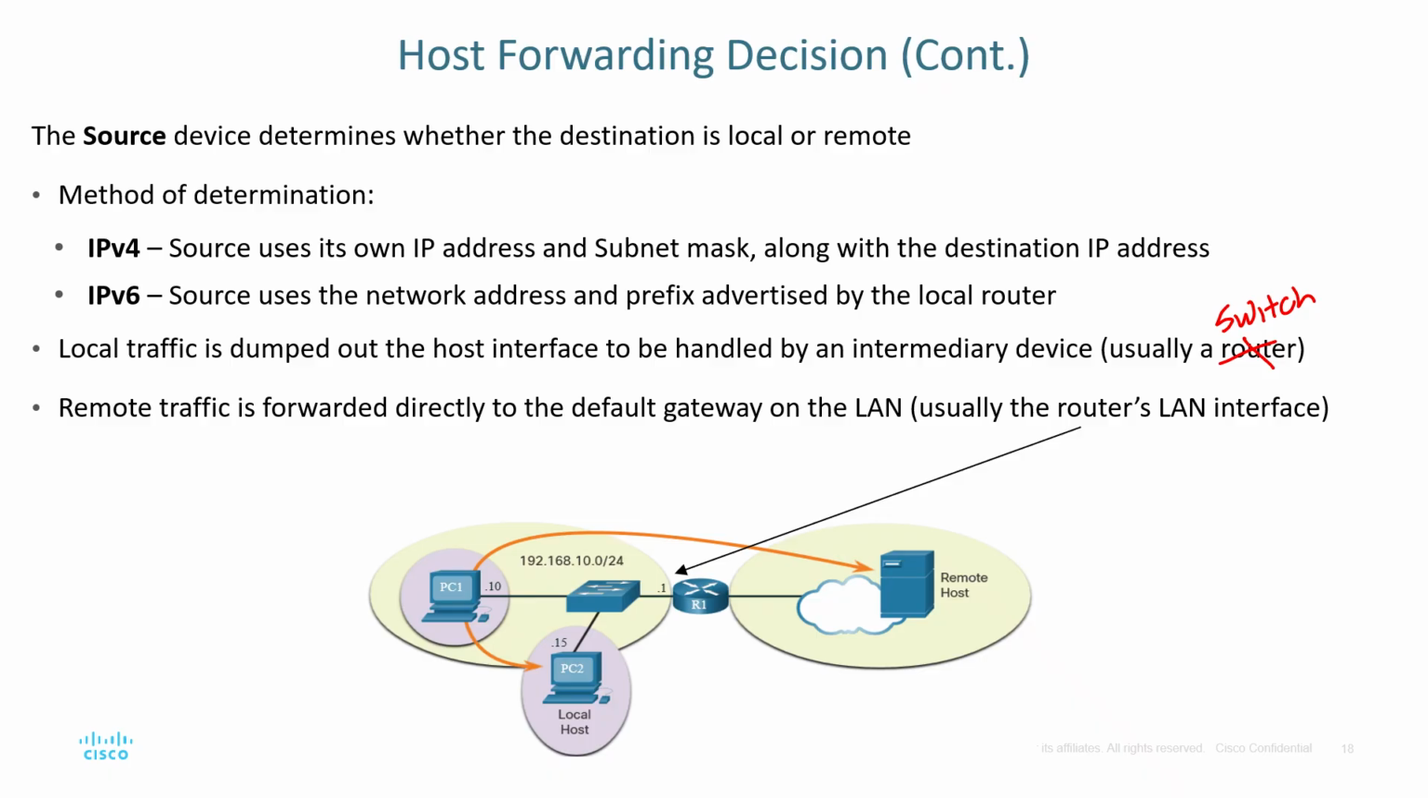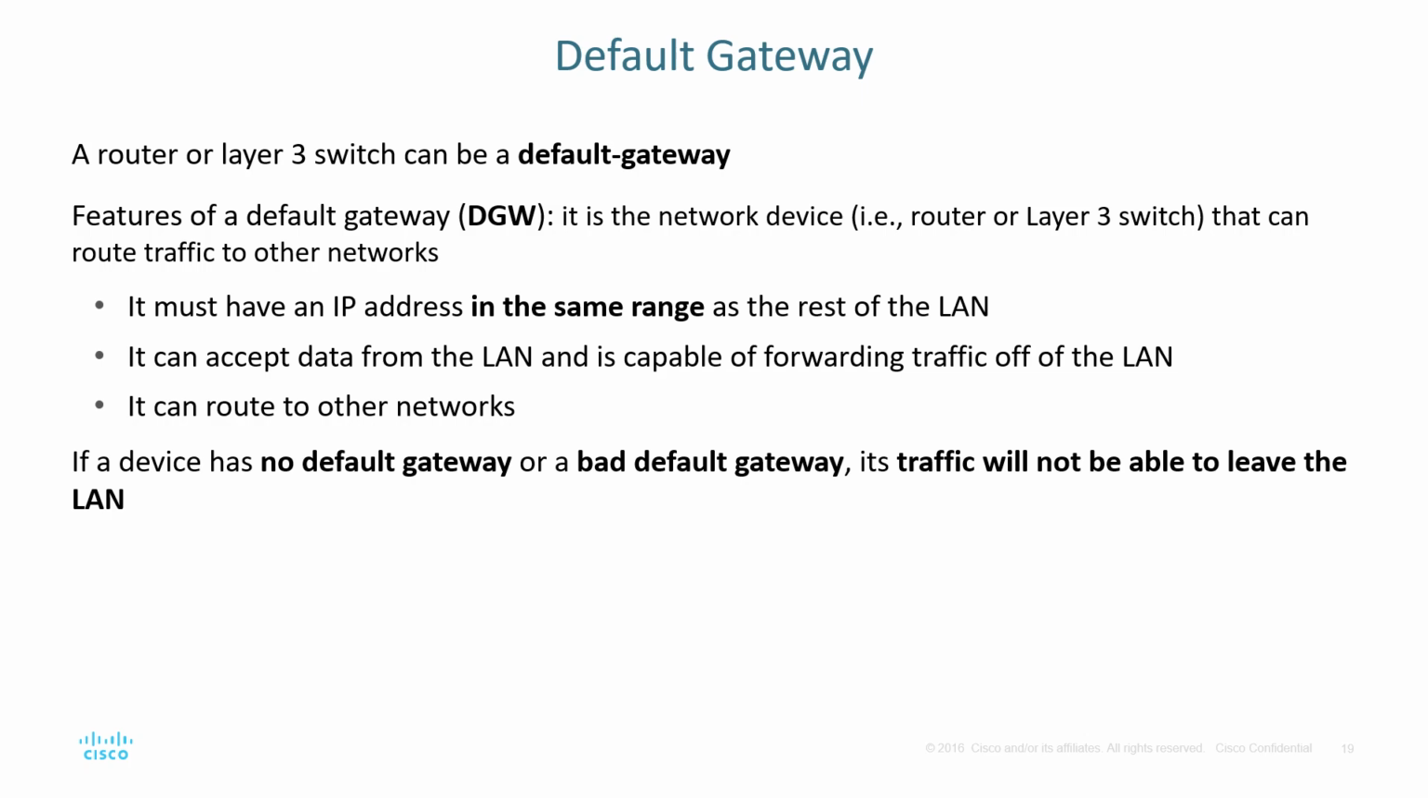And again, we talked about this before. The way that your source device figures out whether it's going to local traffic or remote traffic is that ANDing procedure. Now, a router or a layer 3 switch can be a default gateway. Again, you will learn about that in your subsequent classes coming up. At this juncture, we talk predominantly about layer 2 switches.